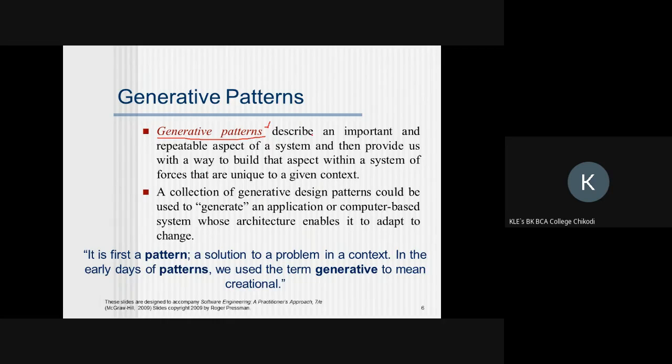Generative patterns describe important and repeatable aspects of the system, and then provide us with a way to build that aspect within the system of forces that are unique to a given context. A collection of generative design patterns could be used to generate an application or computer-based system whose architecture enables it to adapt to changes.